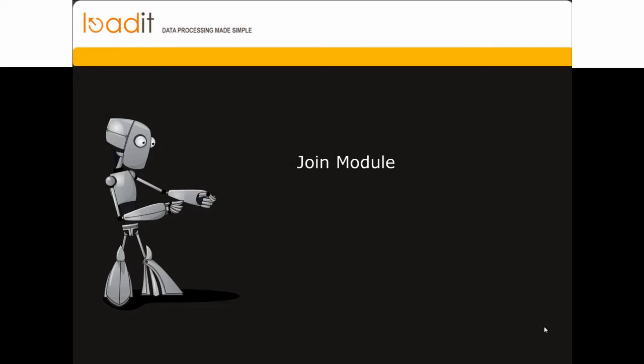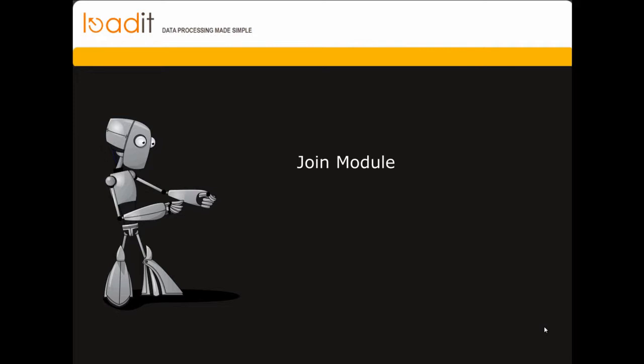In this video we're going to have a look at the join module in Loadit. Now the join module allows us to merge datasets horizontally in Loadit. So the best way to visualize that is by way of an example.